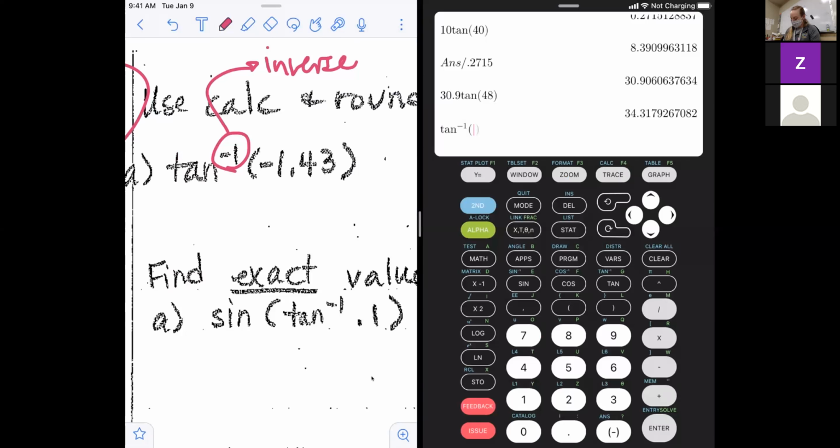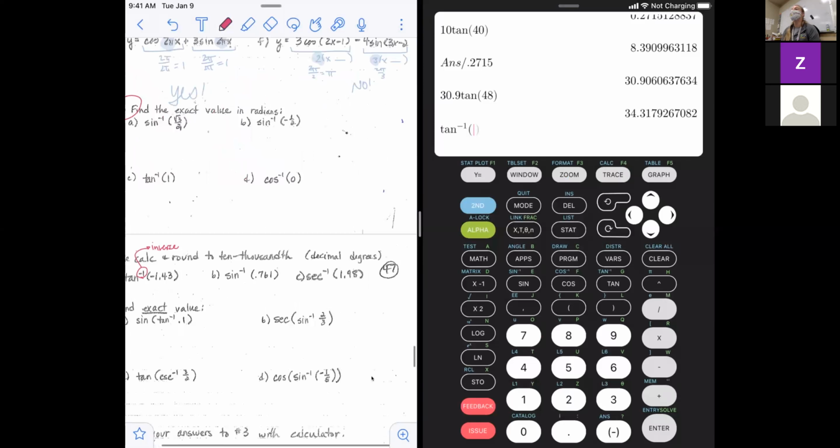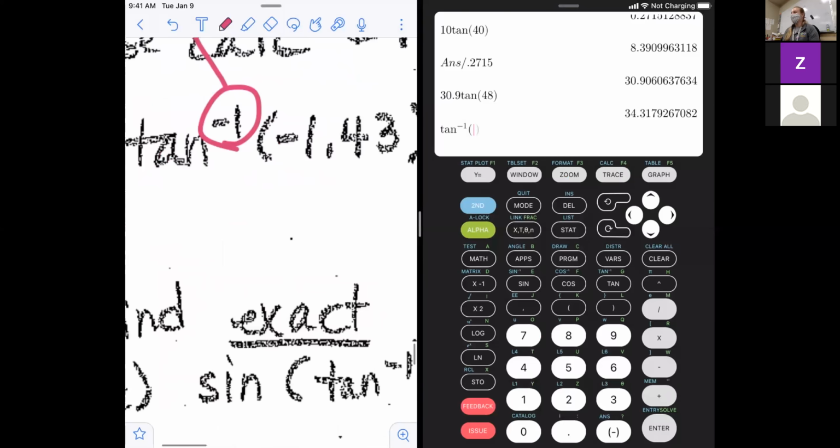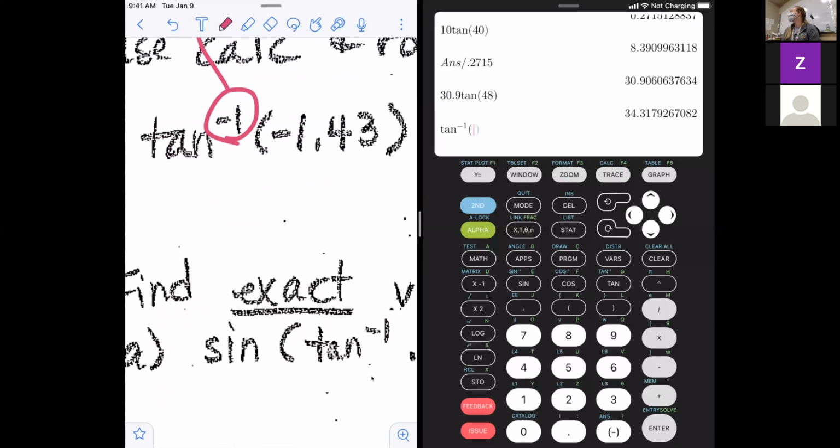Great question. The problem says decimal degrees, so let's do degrees. You jumped right ahead of me because I was about to say that. So great question. -1.43, and I'm still in my degrees from before, so I don't need to change anything. I get -55.0349.